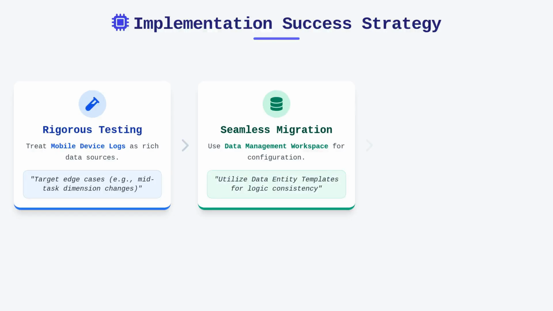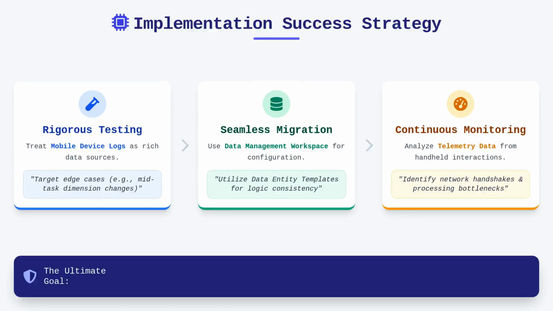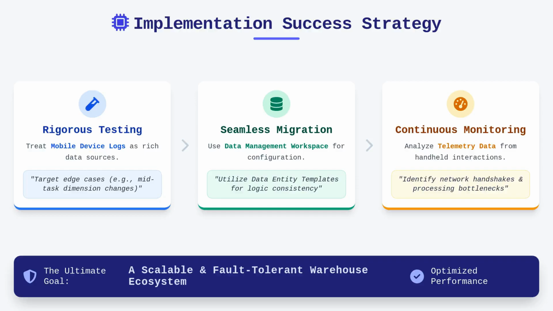Finally, once the system is active, you must continuously monitor the telemetry data generated by these handheld interactions. This monitoring allows you to identify performance bottlenecks, such as slow network handshakes or excessive work processing time, which are critical inputs for optimizing a scalable and fault-tolerant warehouse ecosystem.